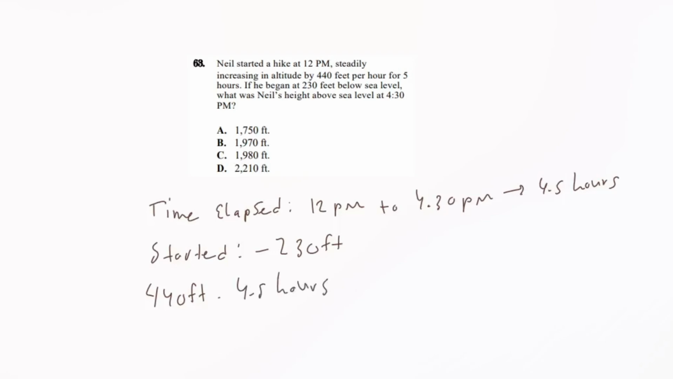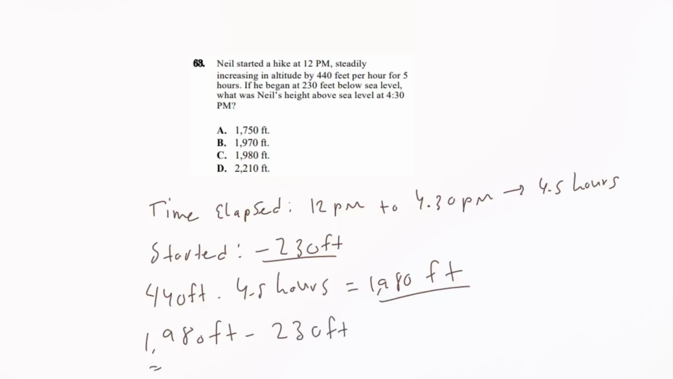And it should give you an answer of 1980 feet. But this is not your correct answer, as you have to subtract out your minus 230 feet. So it would be 1980 feet, subtract 230 feet to see how much he actually covered that's actually above sea level. And your answer from that would be 1750 feet. So you would circle 1750 feet.